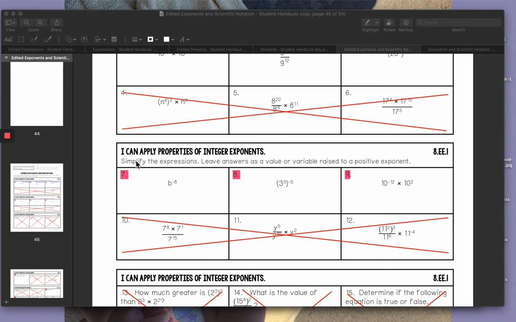The next box down says I can apply properties of integer exponents. For number 7 and 8, we did do a previous video on these. In number 7 here, we have b raised to a negative 8. If we have a negative exponent, we cannot leave it that way. We need to change it to a fraction so that the 8 becomes positive.